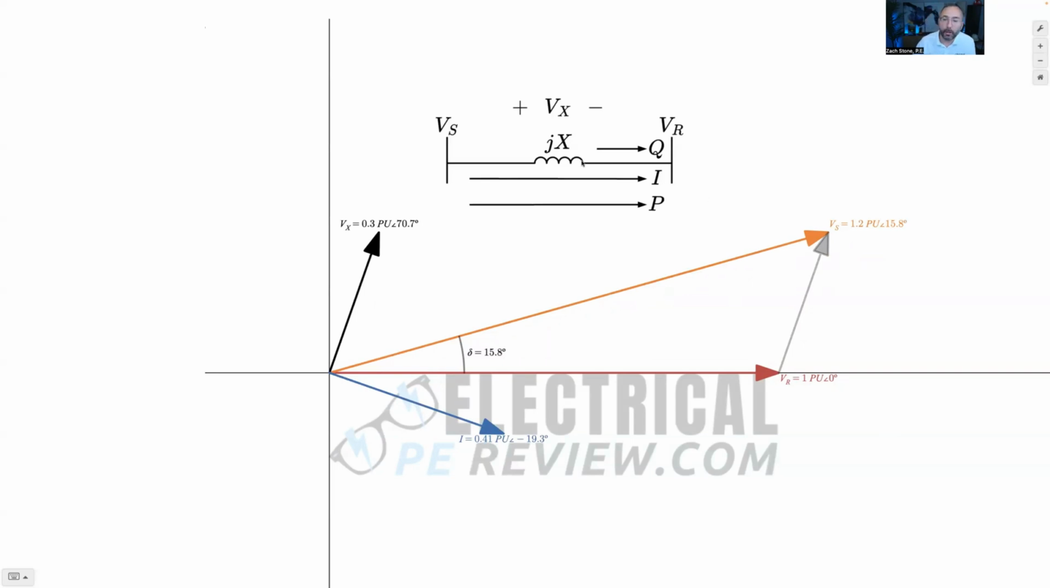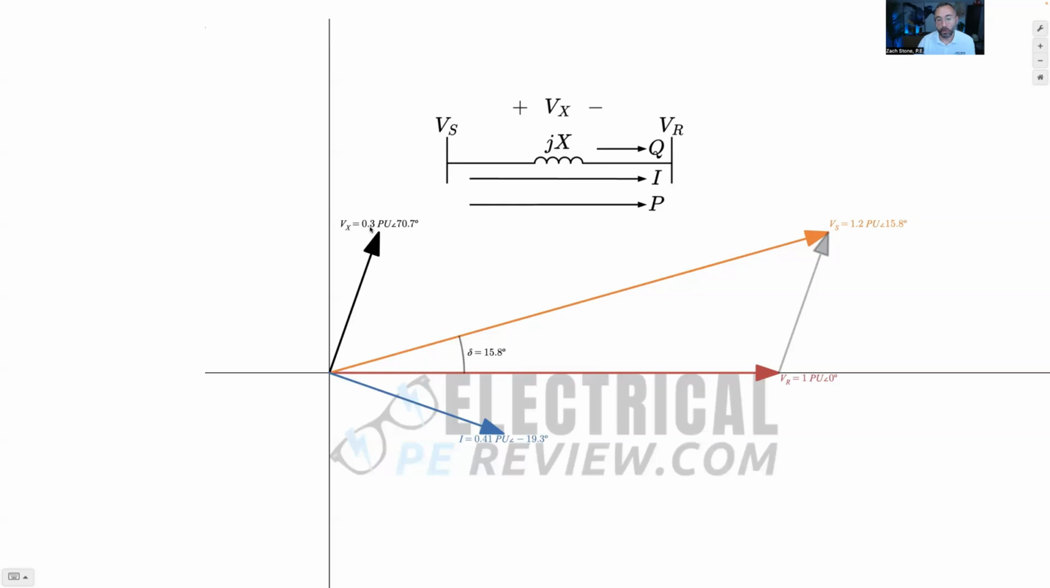So look, we've got jX. What's the voltage drop equal? Ohm's law, V equals I times Z. VX equals this current I times Z, which is jX. So in polar, I times jX, we multiply their magnitudes.